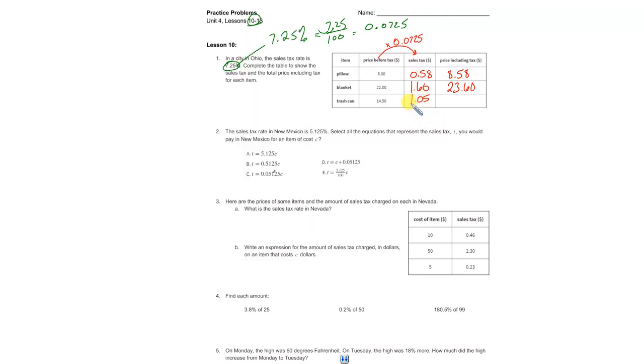$1.05. Add that to the $14.50, gives me $15.55. You'll also notice, and we'll use this more later, that if you wanted to jump straight to that answer, you could have multiplied by 1.0725. And that would get you there every time. But we'll talk about that later as we look at some of these other problems. So that is problem number 1 for lesson 10.